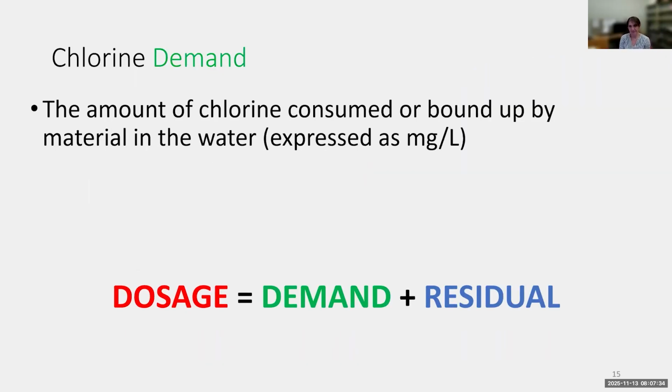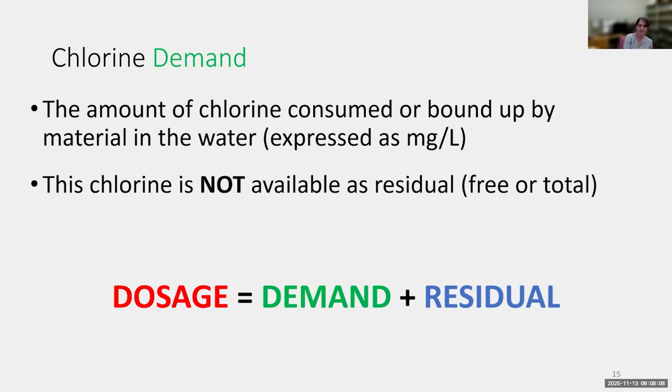Well, what is chlorine demand? Chlorine reacts with iron, manganese, organic matter, turbidity, and microorganisms in the water. The amount of chlorine that's used by those things is what we call the demand. It's the amount of chlorine that's consumed or bound up by those materials in the water, and it's expressed as milligrams per liter. It's important to be aware that demand does change with time. Because it takes time for chlorine to disinfect, it's not an instant process. Demand usually goes up with time to a certain extent, and then it levels off. This type of chlorine is not available as a residual because it's what's being used.